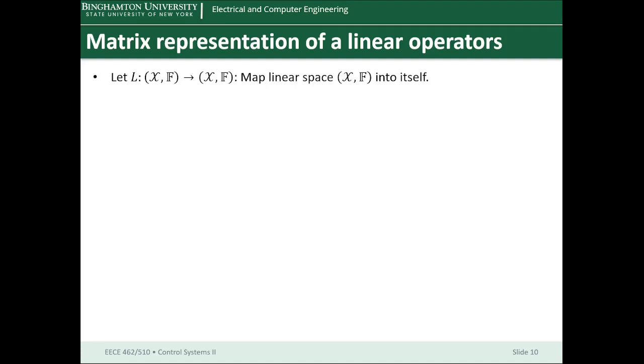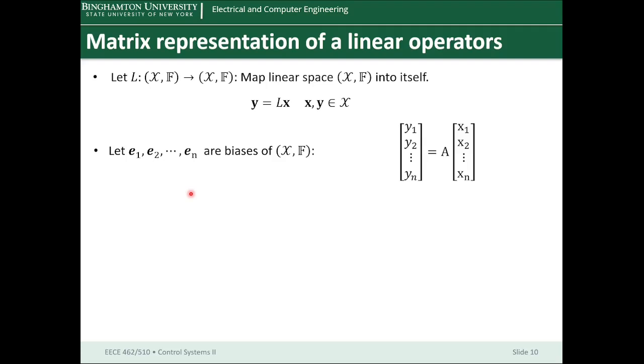In this case, if we write y equals L of x, both y and x are in the same space X. Because the domain and codomain are the same space, we can use a single basis for both sides of the linear map. For example, suppose e1, e2 up to en are bases of X over F, then we can write the coordinates of x as x1 through xn and the coordinates of y as y1 through yn. The relation between them is given by y equals A times x.